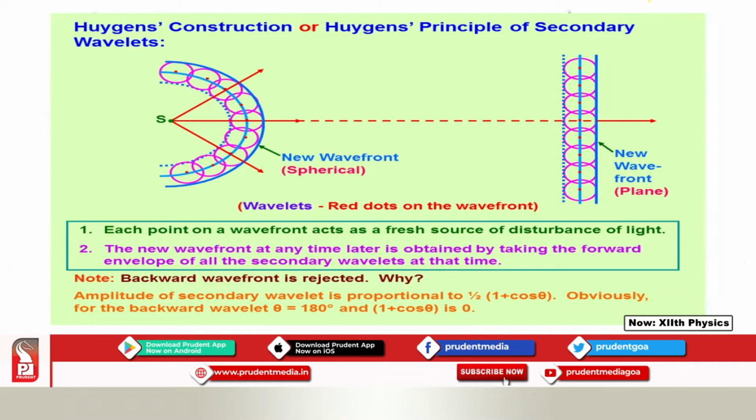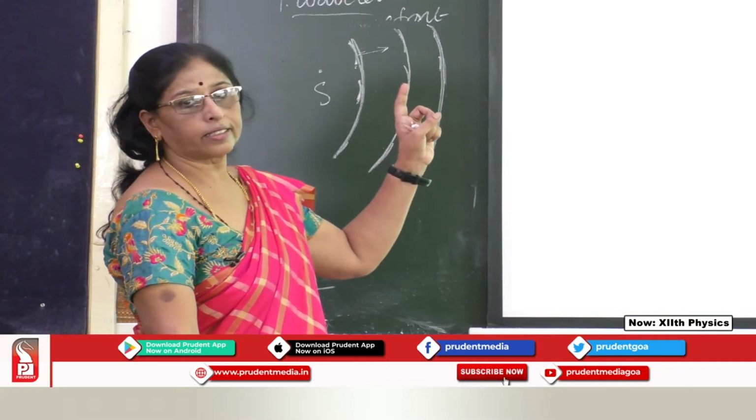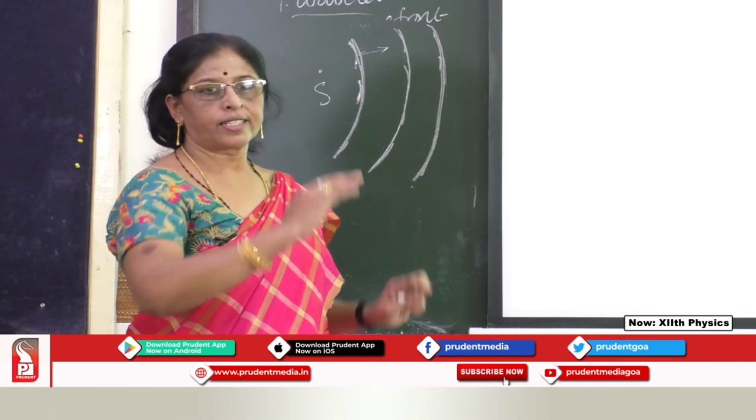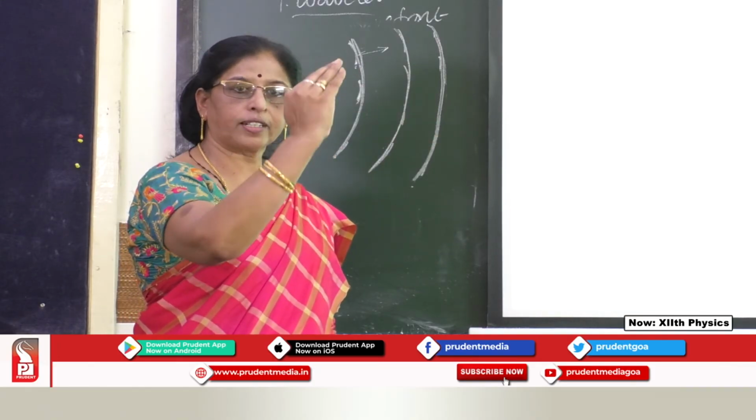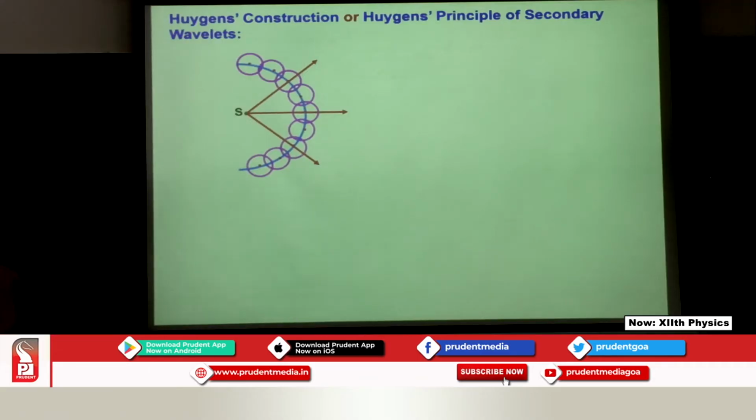S is the source which gives out the wavelets over here. The direction is the ray and the circle is the wavefront. Here we can see they are spherical waves. Now listen here, students: the circle is from the dots, a part of the circle is in front, and the back also. We consider only the forward one.